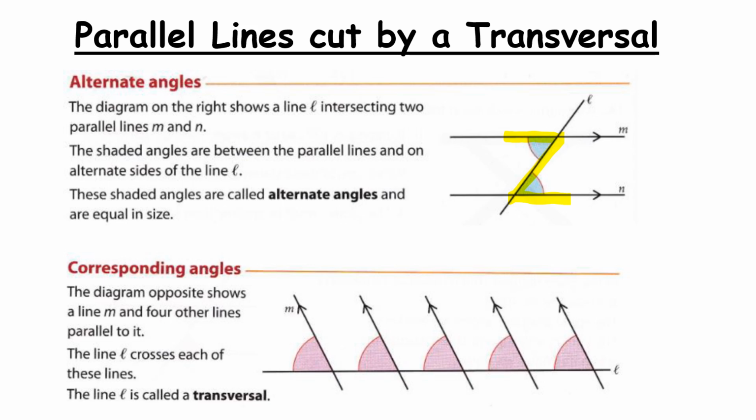Other alternate angles in that particular picture will be this one, and you might say, well, that's not a Z. Well, it is a backwards stretched Z. Okay, so there's my two angles here.